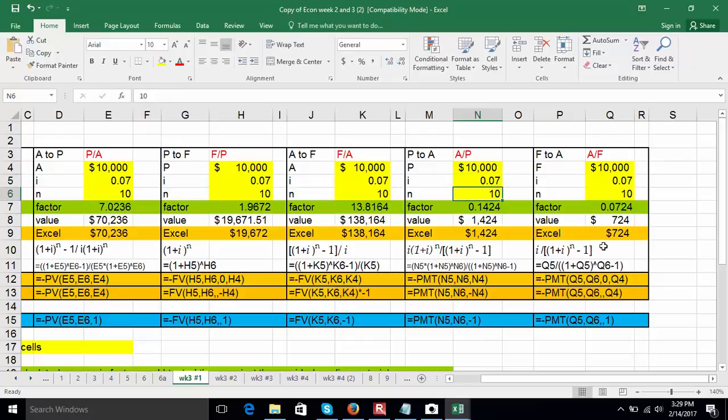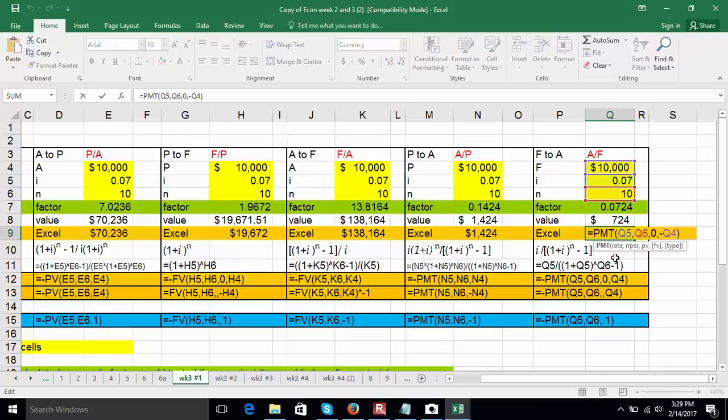Okay, one more to go here. Now this is the future values. This means we're going to have $10,000 in the future, and it means we only need $724 a year to get there at, again, that 7%. So again, since we're going to A, we're using the PMT function. There's the rate, there's the number of periods, and there's the present value of 0. So we don't care about it, and it's just the future value that comes in. So that's it. That is it.